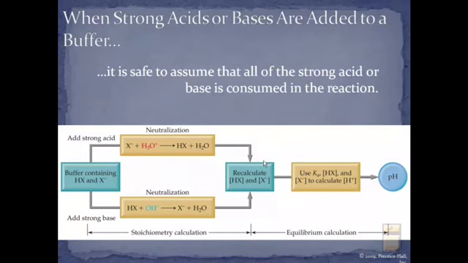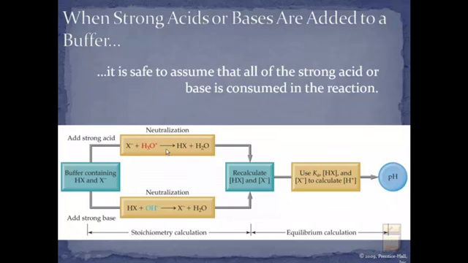So there's a way that you can attack a problem when you are adding a strong acid or a strong base to a buffer. One of the things that we can do is basically assume that it's safe to assume that all the strong acid or base is consumed in the buffer acid or buffer base reaction. Alright, so here is the diagram. Here's your buffer. It contains a little bit of acid and a little bit of anion. If you add a strong acid to this guy, you can pretty much assume that all of the acid is going to be used up.